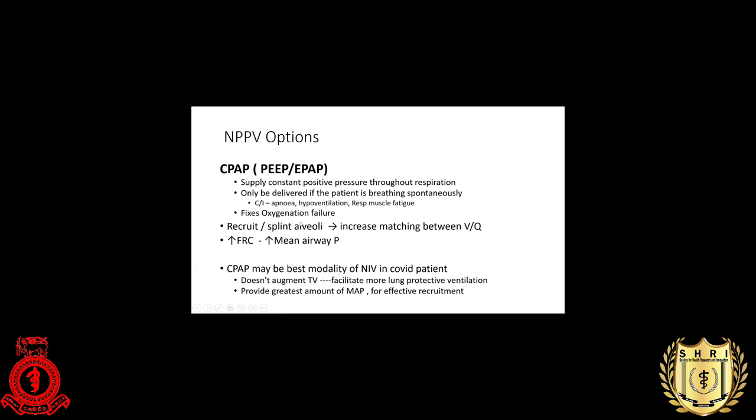So this CPAP is to fix the oxygenation failure, especially in patients with type 1 respiratory failure. In COVID patients also, most of them have type 1 respiratory failure, so you can use CPAP. So what happens? Once you're giving positive pressure ventilation, the patient's alveoli are kept split open, and that will prevent them collapsing during expiration. And also this will recruit more alveoli, which will increase the matching between ventilation and perfusion, and that will finally increase the patient's saturation.